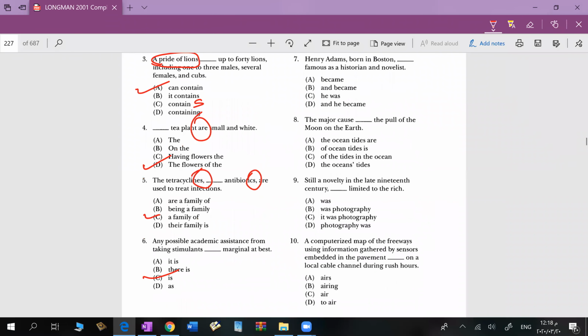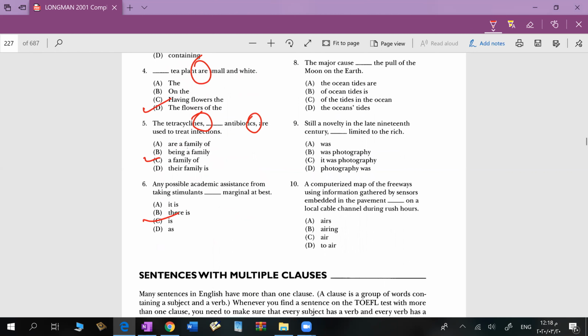Henry Adams, born in Boston, famous as a historian. Became. Number 8: the major cause, the pull of the moon of the earth. The major cause is a subject. And do we have a verb here?